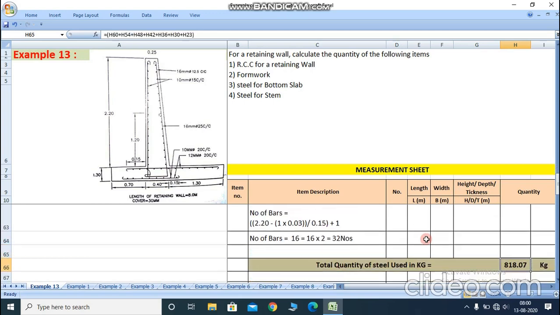Now the total weight is the summation of all the values we calculated: 818.07 kg total quantity of steel required to complete the retaining wall of 8 meter length.